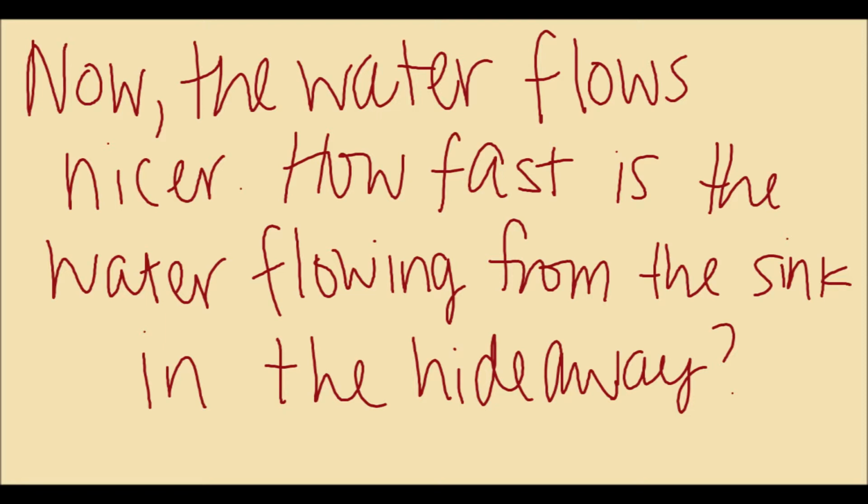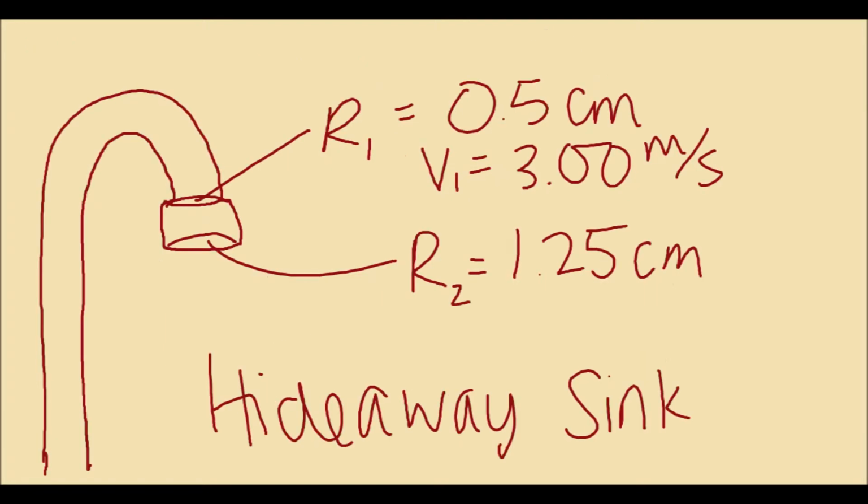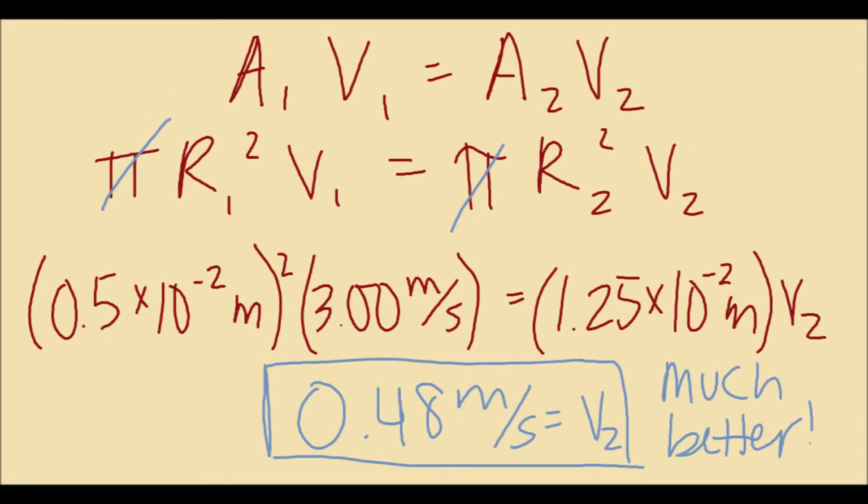How fast is the water flowing from the sink in the hideaway? This is a diagram of the sink in the hideaway. The faucet has an inner radius of 0.5 centimeters and an outer radius of 0.125 centimeters. This radius is 2.5 times larger. Due to this size difference, V2 can now be a lot slower to compensate. We use our equation for continuity of fluids again and find that the new speed coming out of the faucet is 0.48 meters per second. This speed is much better for Santa.